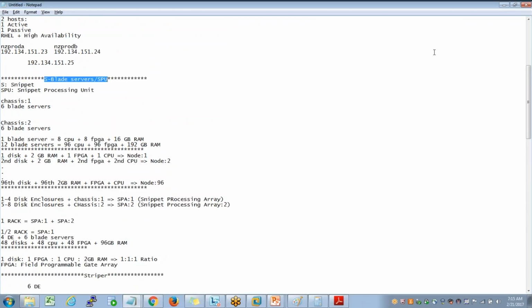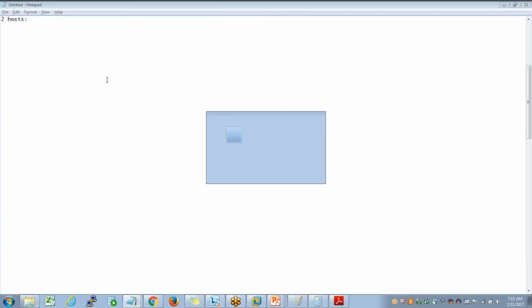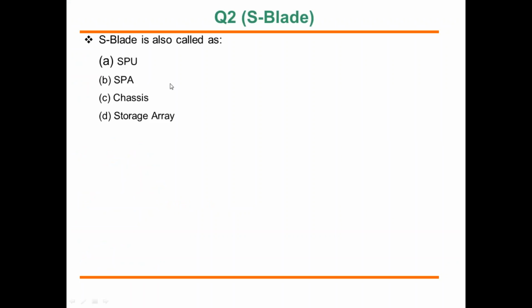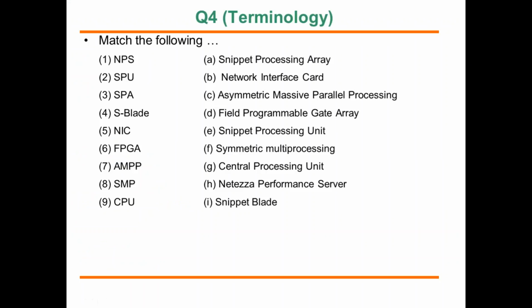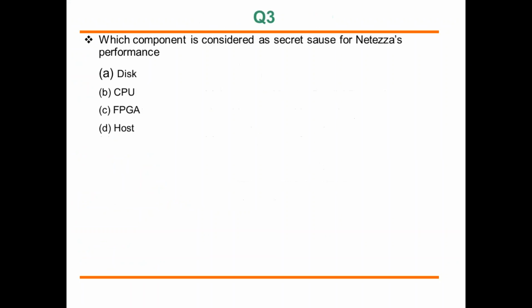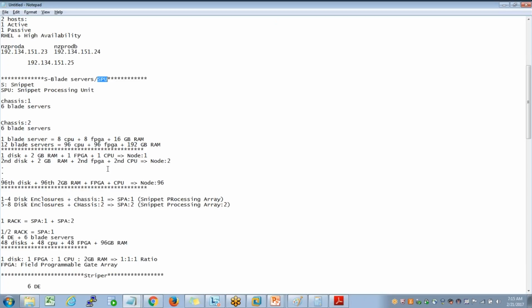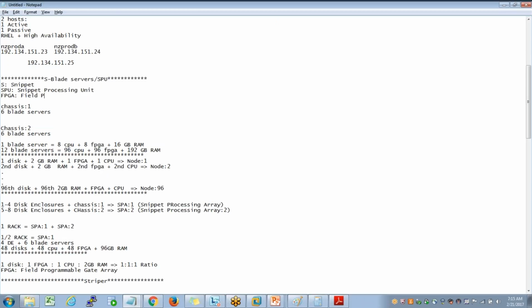Yeah, this might be a little confusing. SPU, SPA, RAG. SPU is the blade server, the Snippet Processing Unit. Okay, this is FPGA, you said just now, the secret sauce for Netezza. What does FPGA stand for, Ravi? It's a field programmable gate array.